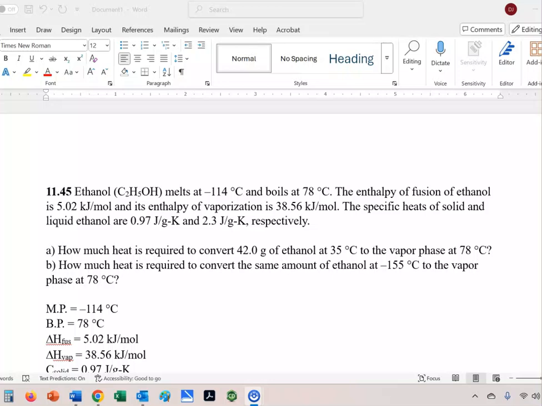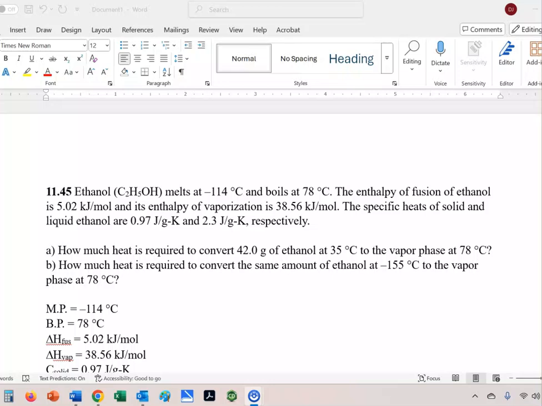So there were two parts. In part A, how much heat is required to convert 42 grams of ethanol at 35 degrees Celsius to the vapor phase at 98 degrees Celsius? And B, how much heat is required to convert the same amount of ethanol at negative 155 degrees Celsius to the vapor phase at 78 degrees Celsius?